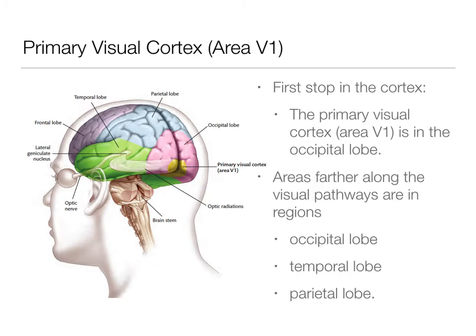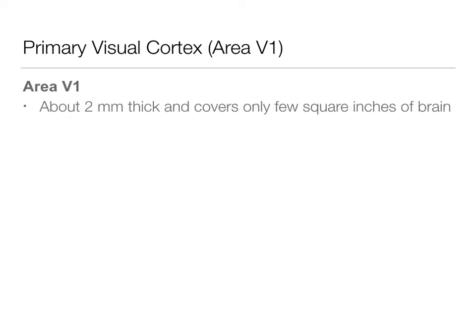After that, the information can go into different areas depending on what kind of information it is, including the occipital lobe, the temporal lobe, and the parietal lobe. And the farther along the information gets, the more complex and the more specific it gets. But the primary visual cortex is the first step in the brain from the photoreceptors in the eye. So again, this area V1 is really pretty small. It's only about 2 millimeters thick, and it covers only a few square inches of the brain. And like I said, it gets its name by being the first area to receive that visual information.